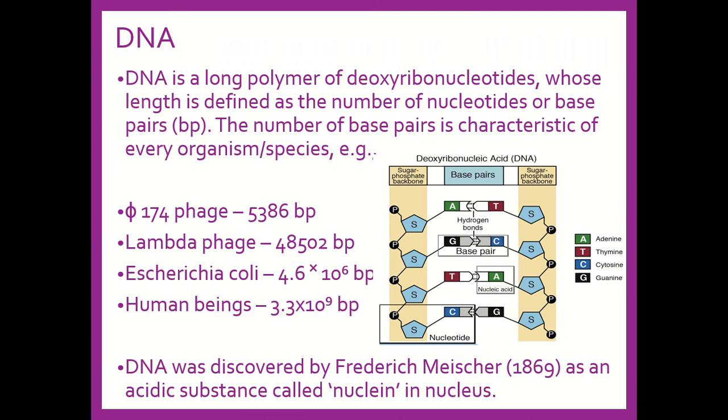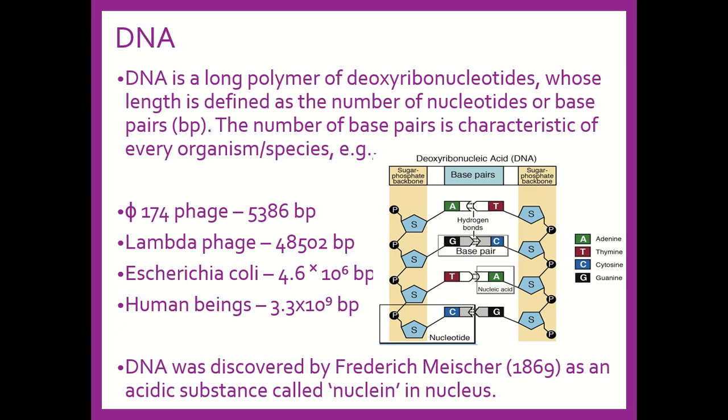Now first of all we will be studying about DNA. So DNA is a long polymer of deoxyribonucleotides whose length is defined as the number of nucleotides or base pairs. The number of base pairs is the characteristic of every organism or species. Now some examples are given in your book.